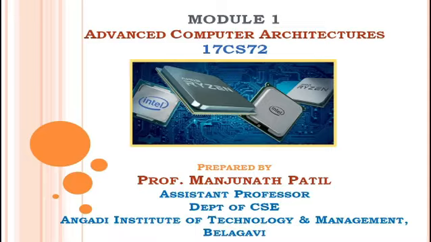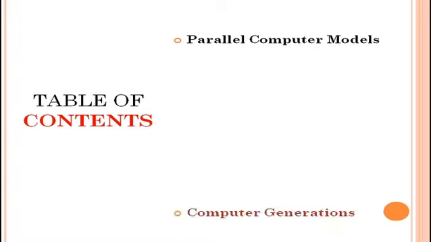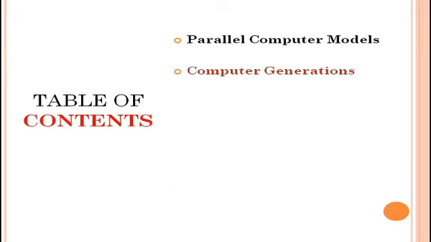So, in this video lecture, we'll continue with module number 1. In the last video, we started with parallel computer models, and we have covered the computer generation. In this video lecture, we'll cover the elements of modern computers. So coming to the elements of modern computers, the hardware, software and programming elements of modern computer systems are introduced in parallel processing.